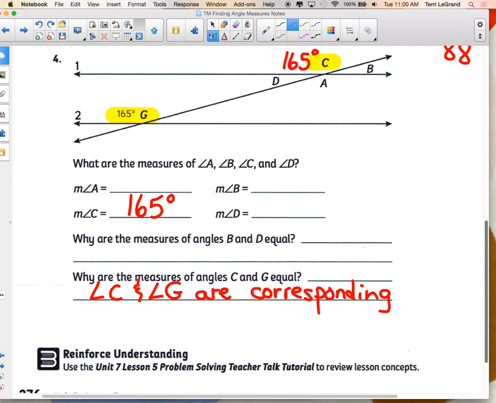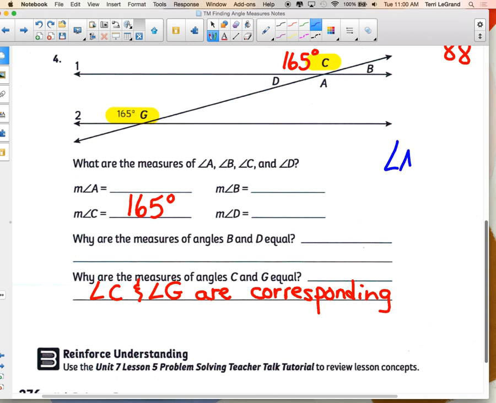Okay, we got A, B, and D left. What do you want to do next? Hakeem? You want to do A, okay. So A and what? C. A and C. They don't have anything on here about A and C, so we'll have to write that one off to the side.